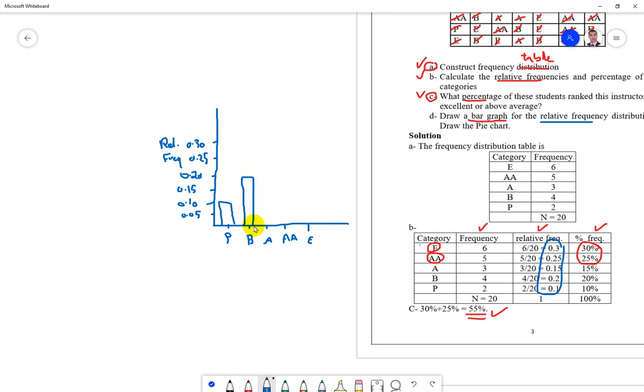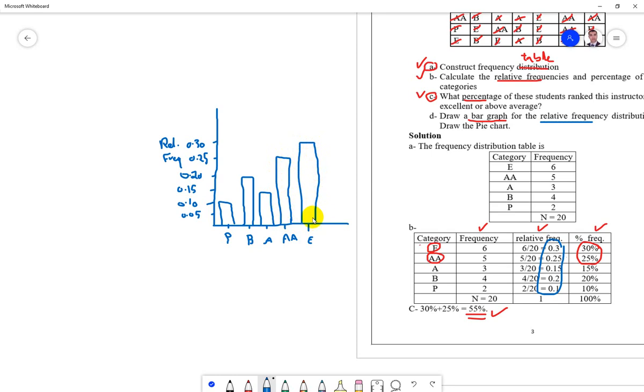Okay, that is the second level. The third level is A, 0.15. And then double A, 0.25, approximated. And the last one, E, is 0.30, the maximum level. That is how to visualize your data in a bar chart.